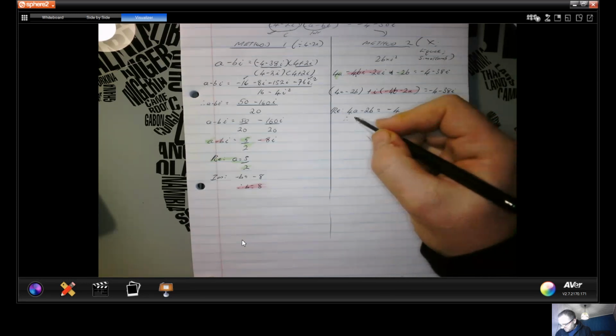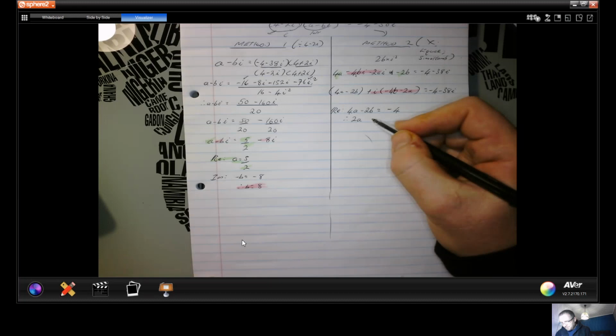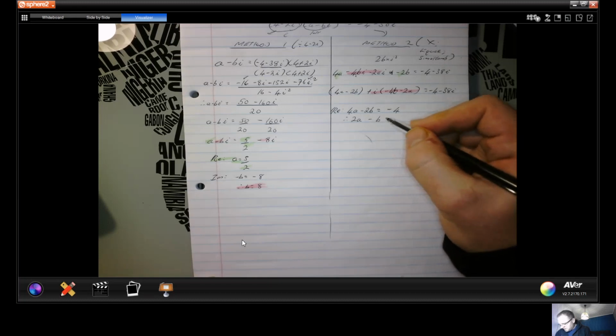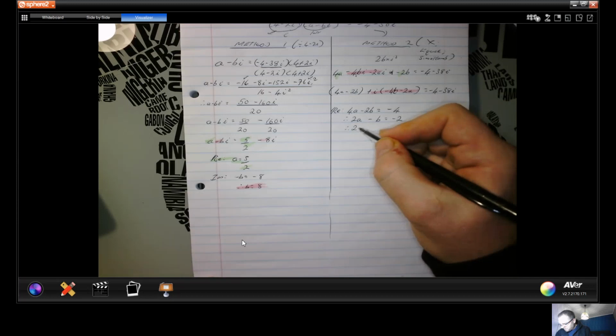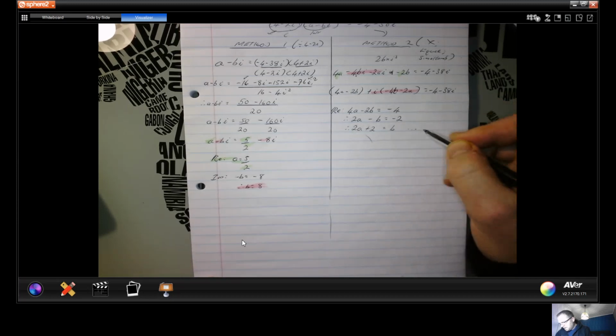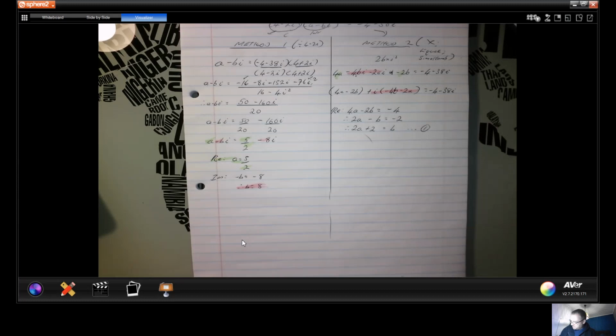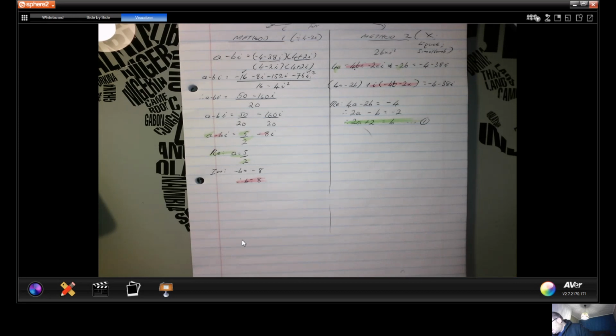Let's make our life easier by dividing by 2. So I'm going to get 2a minus b is equal to minus 2. And let's isolate a variable. So 2a plus 2 is equal to b. And we'll call that equation 1. Okay, so b is equal to 2a plus 2. I hope you've done some rearranging of equations, just assuming you have. Right, so b is equal to 2a plus 2.